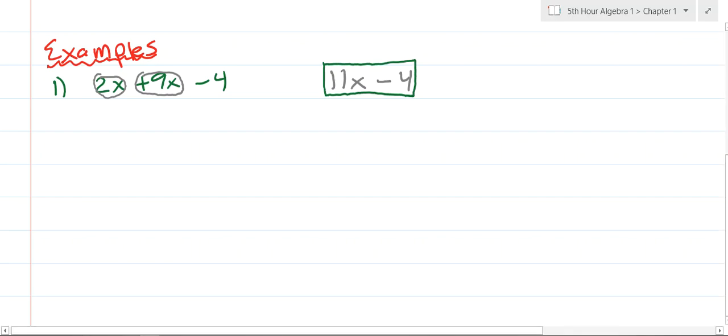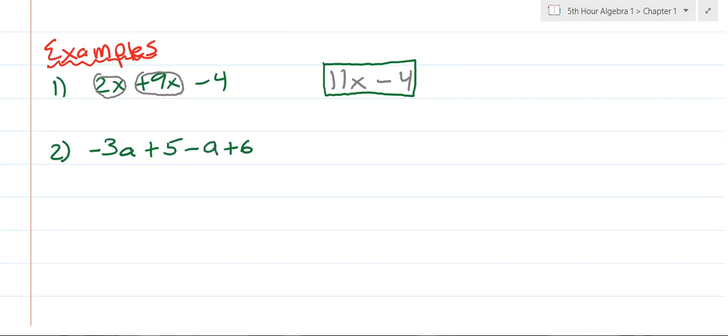So let's go to example number 2 now. I'm going to write down -3a. Notice I don't always use x's as variables. Plus 5 minus a, and then plus 6. So again, I'm going to erase this a so it looks a little nicer. There we go. So I'm going to look at like terms again.